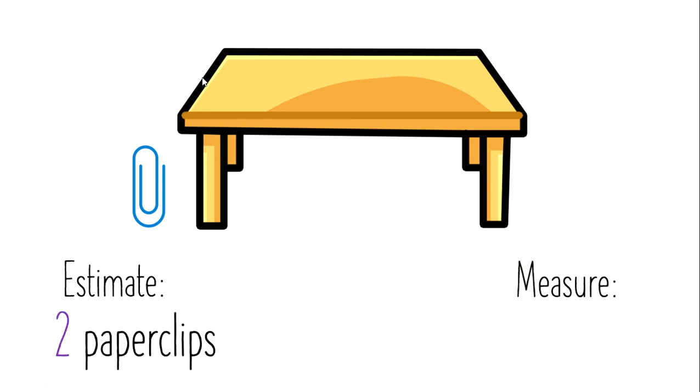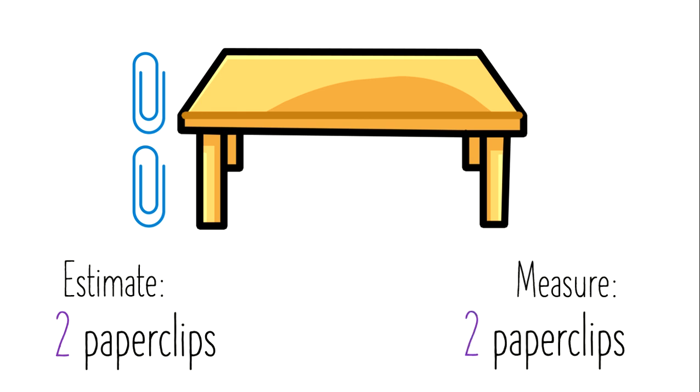Okay, I said 2 paper clips. Do you think it's going to be 2 paper clips tall? Let's see. So we have 1, 2. Yes, the table is actually 2 paper clips tall. So my estimate matched up exactly with my measurements. I'm going to give myself a round of applause. I'm going to give you a round of applause if you got it right as well.